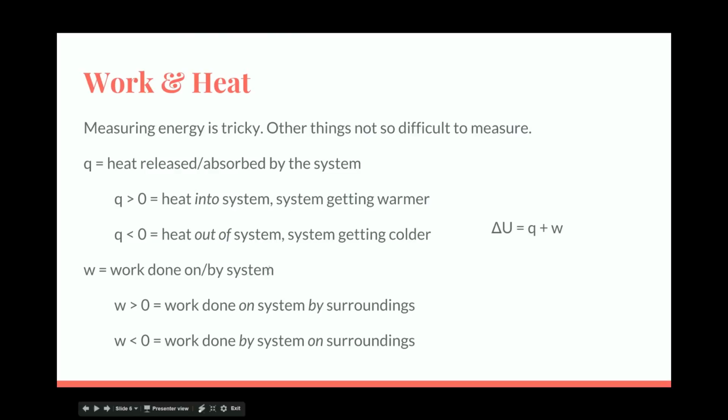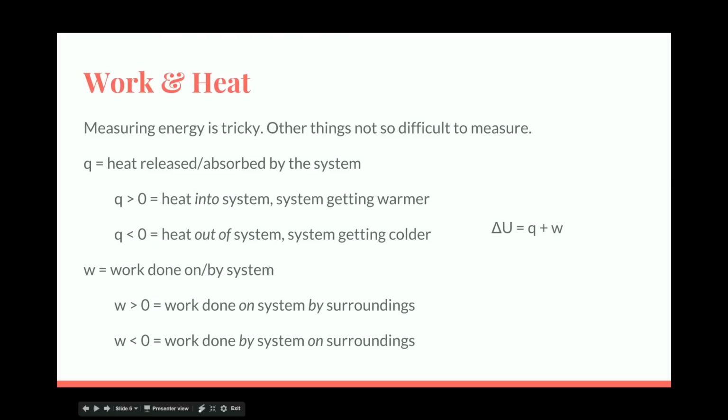Now, if you've taken any physics classes that have talked about work and heat in terms of systems and surroundings, you're going to be a little bit annoyed over the next few weeks because chemists and physicists do things a little bit differently. Physicists have it ass backwards. They're stupid and I hate them.